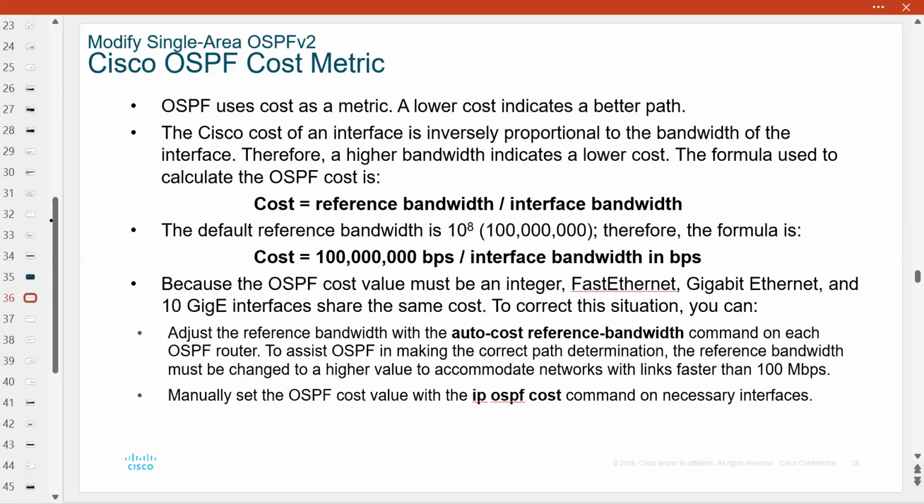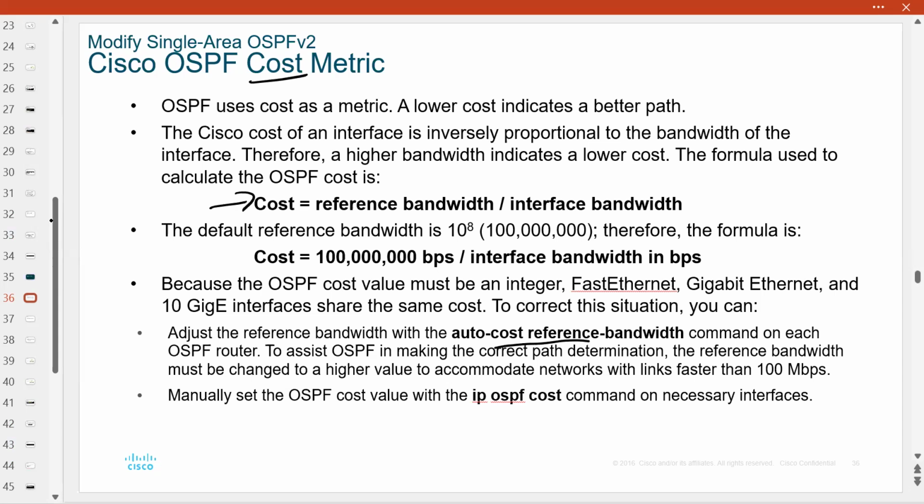Modifying single area OSPF, right? We talked of the cost. We talked of it being equal to the reference bandwidth over the interface bandwidth, right? Now, to manipulate the cost, we need to change the reference bandwidth. And how do we change that? We have the auto-cost reference-bandwidth command to change the calculation of the cost.